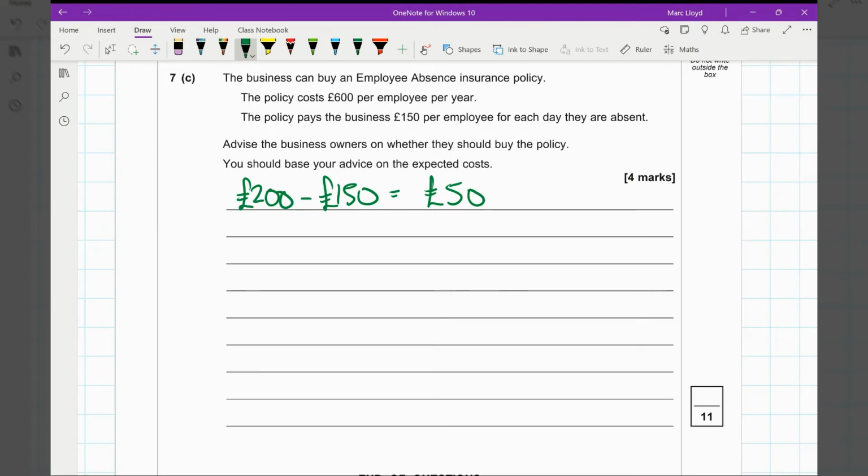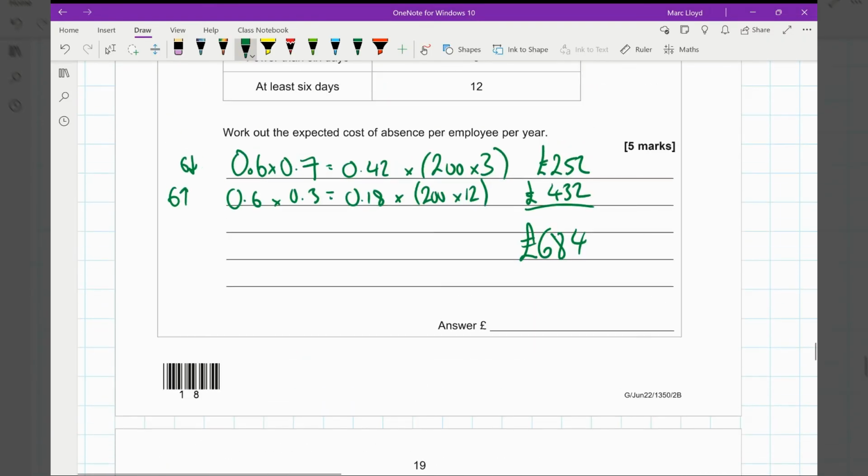So for those that are off only a little bit at a time, so for the fewer, the 6 and below, we've got 0.42 times by the £50. That gives us £21. And then we multiply that by 3 because that's how many days they're on average likely to be off. So that's £63. For the at least 6, we've got 0.18. Where have these two numbers come from? They come from the previous question. Let me just scroll up from here. The 0.42 and the 0.18, they've come from there.